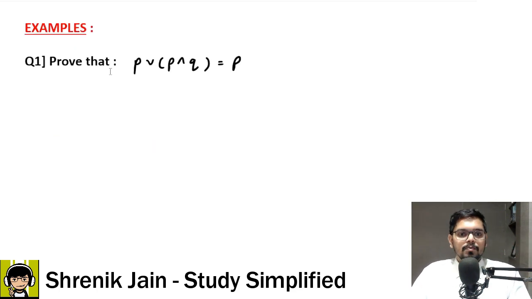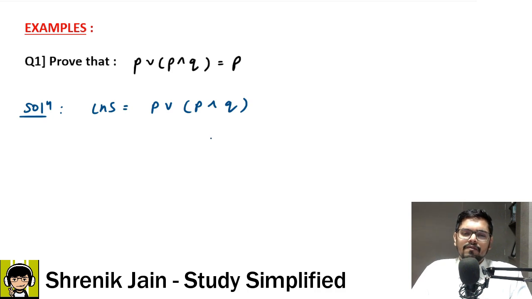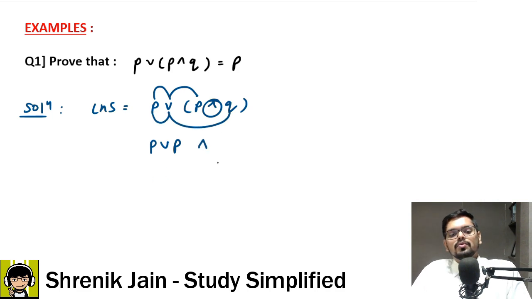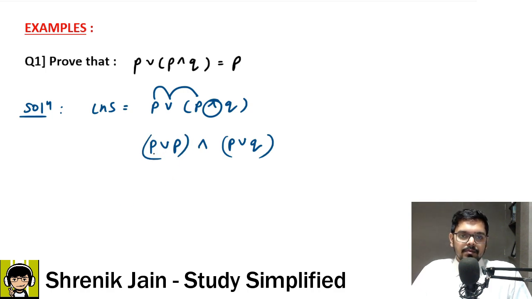Example 1, prove that P or (P and Q) is P. So how will you prove this? Sir, it seems difficult because at the very first instance, we do not know what to do. See, the LHS is P or (P and Q). So you might be thinking of distributive law, right? But distributive law is not helping us here. Why? Let us see. Distribute: (P or P) and (P or Q). So P or Q, right? So what's next? P or P.